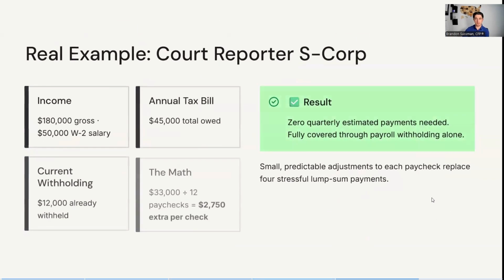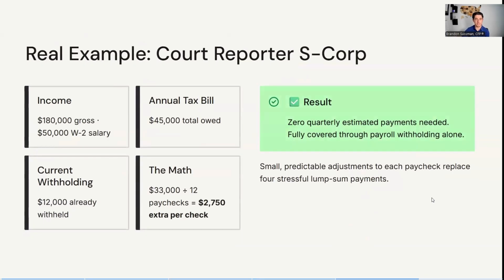So I do have an example, if seeing the numbers makes it a little bit easier for you. Let's assume that you had an income of $180,000 gross. Now this would be after business expenses, so this is just what's left over that counts as income for you. And let's say $50,000 is what you're paying yourself as a salary, the W-2 that's going through the payroll provider. So when you looked at that, you saw that your current withholding was exactly what I mentioned, $1,000 a month that was already being withheld from your paychecks through the payroll provider.